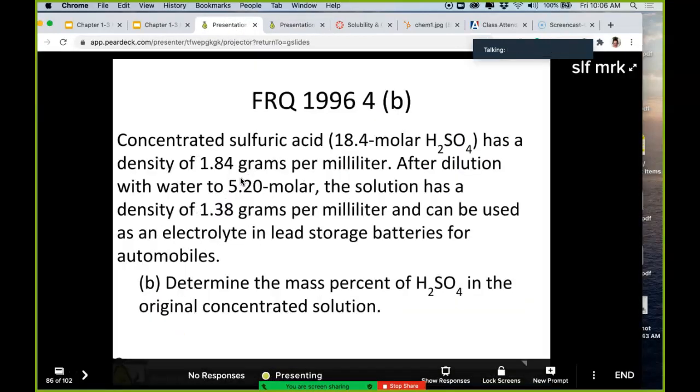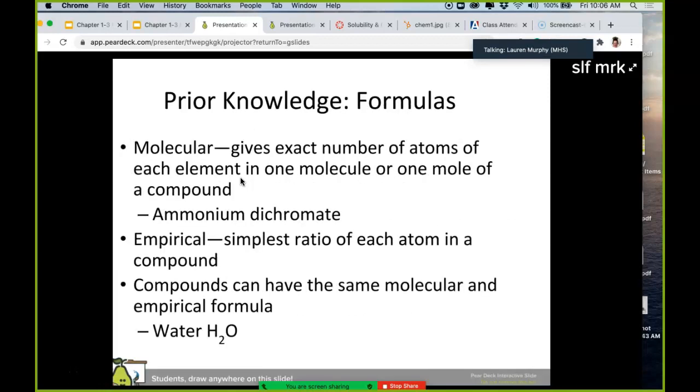Okay. All right, I'm going to skip this for now. We'll talk about this later. All right, so we're going to get heavy into empirical and molecular formulas.